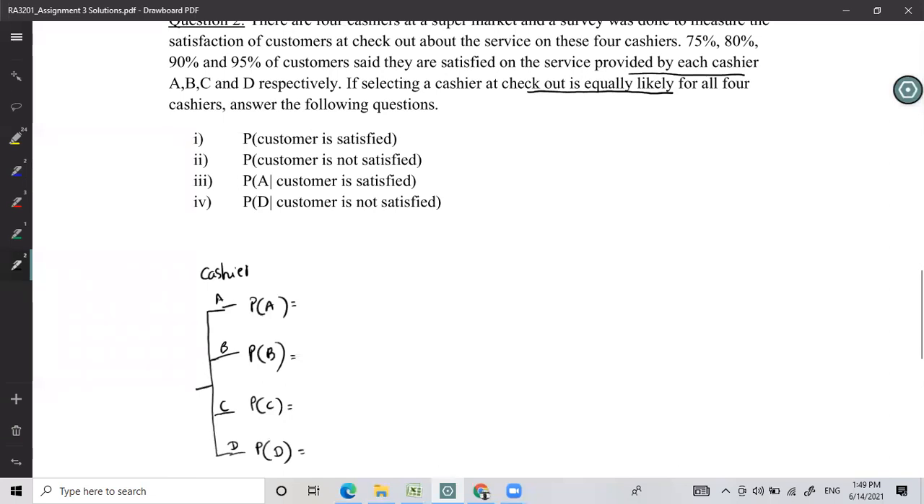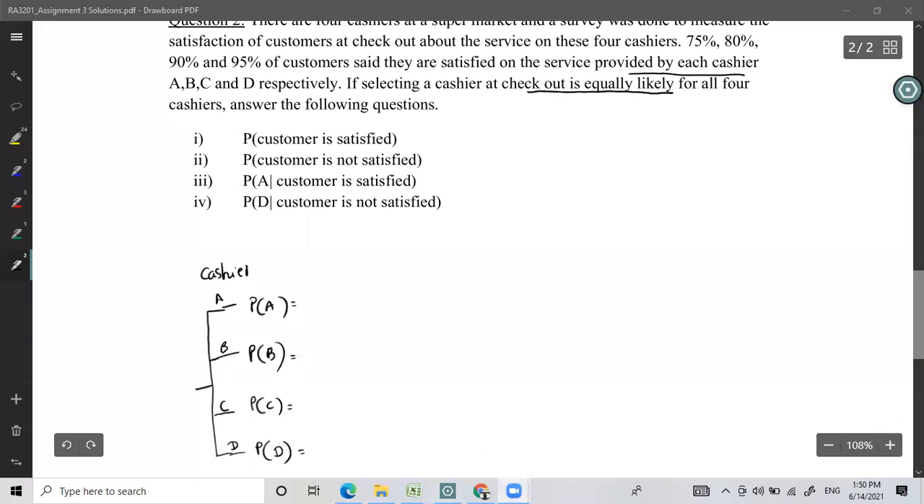Now you have done the assignment, so tell me what are the probabilities you used there. Equally, so what is the probability? 0.25. So the total probability 1 should be divided equally. So that will be 1 over 4. So all of these will have 0.25.